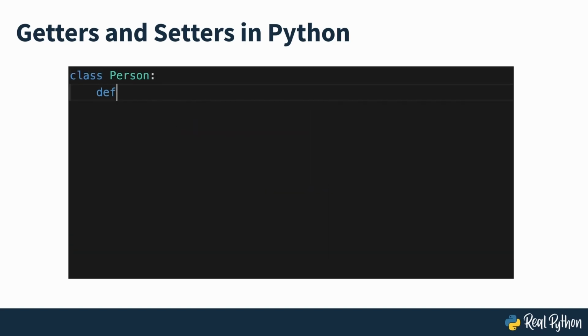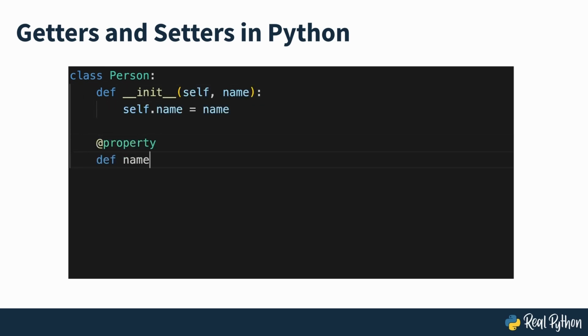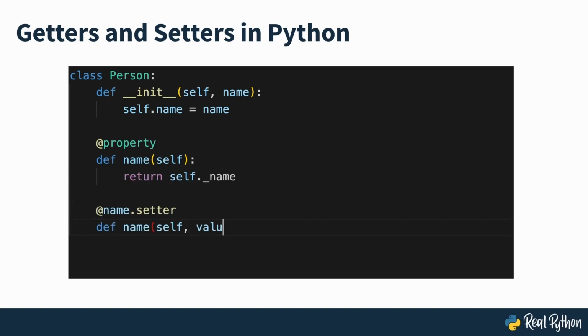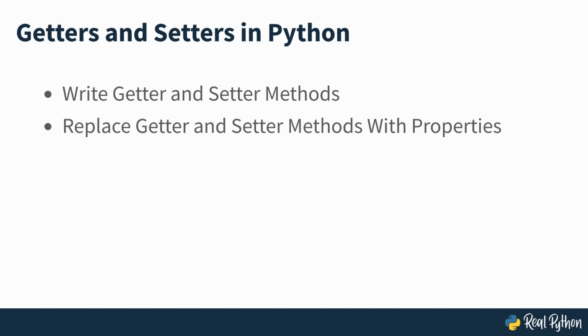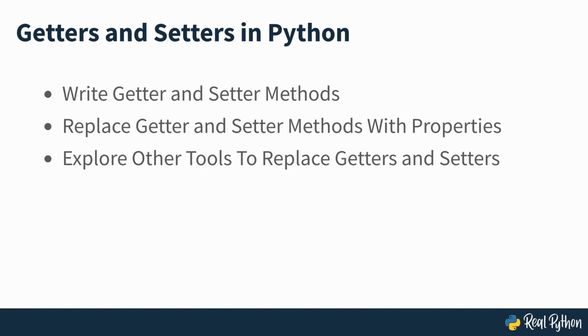In Python, you'll typically expose attributes as part of your public API and use properties when you need attributes with functional behavior. Even though properties are the Pythonic way to go, they can have some practical drawbacks. Because of this, you'll find some situations where getters and setters are preferable over properties. In this course, you'll write getter and setter methods in your classes, replace getter and setter methods with properties, explore other tools to replace getter and setter methods in Python, and decide when setter and getter methods can be the right tool for the job.